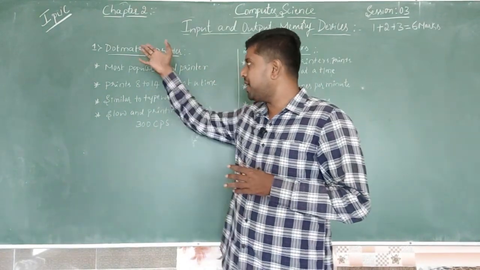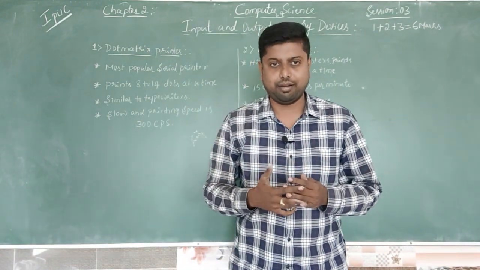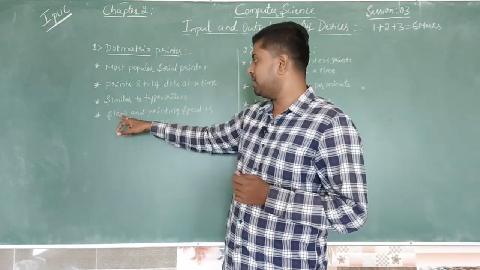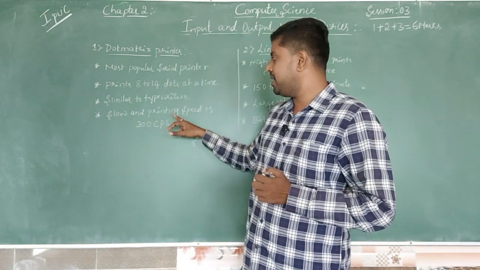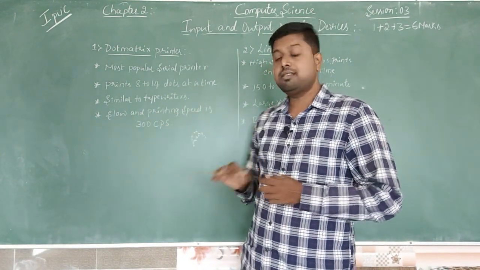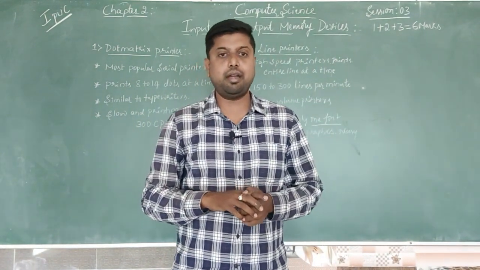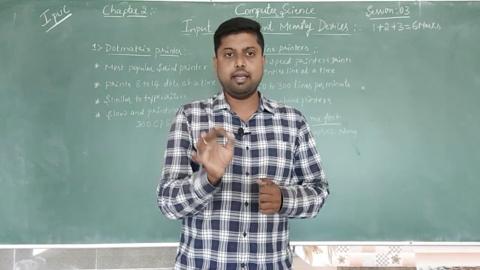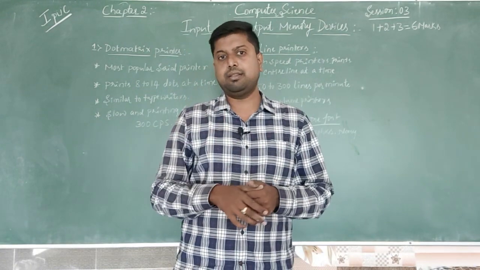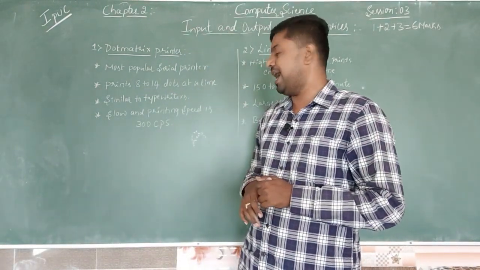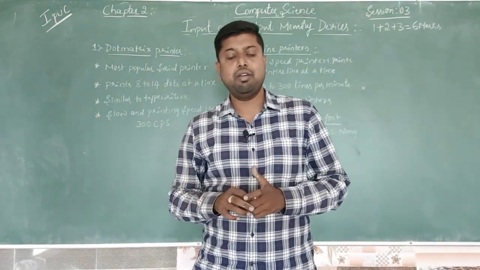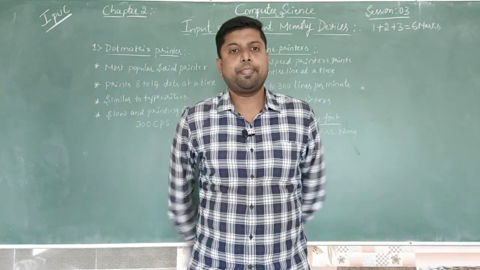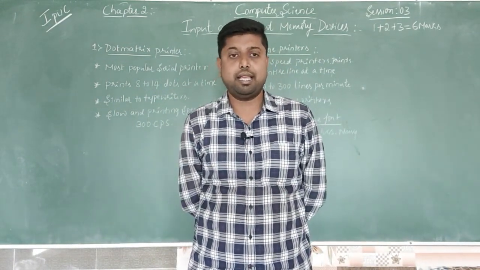So dot matrix printers look like typewriters, and dot matrix printers are slow, with a printing speed of 300 CPS. 300 CPS means characters per second. Per second, it will print 300 characters. So this is the format of the dot matrix printer specifications.